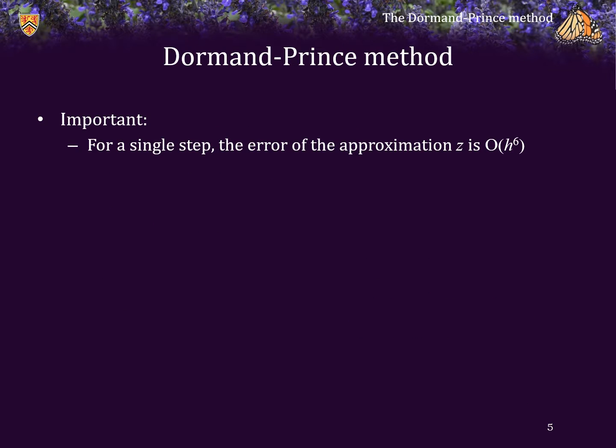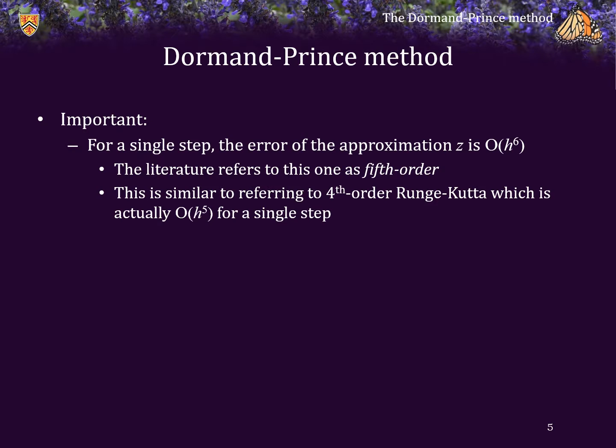Now, something very important here, because I haven't actually described the error, is that the error for the approximation of the more accurate value, z, is order h to the 6th. Why is this important? Because the literature refers to this one as being the 5th order approximation, just like fourth order Runge-Kutta is order h to the 5 for a single step, but if you repeatedly apply it, the error drops to order h to the 4th. So the more accurate approximation, z, is order h to the 6th.